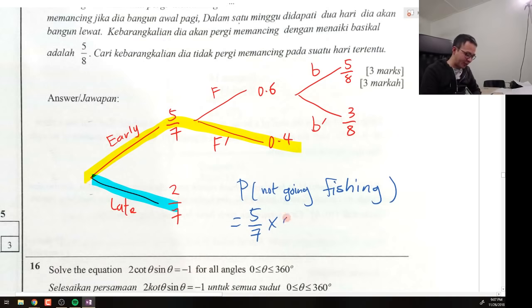5/7 multiplied by 0.4 plus 2/7. Yeah, I guess this one will be your answer. So 5/7 multiplied by 0.4 plus 2/7. The final answer should be 4/7.